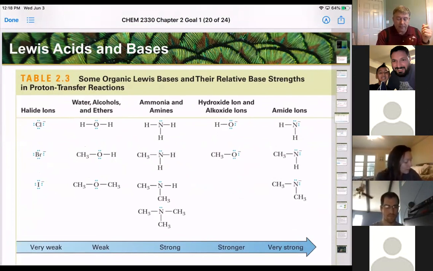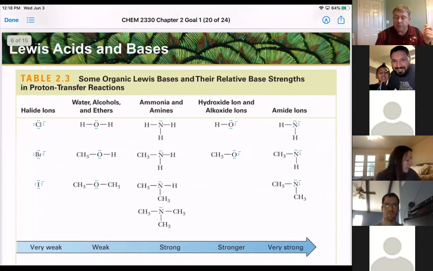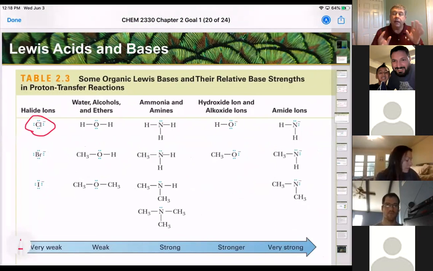So in the case of the halide ions right here, once we form that halide ion, it becomes the Lewis base, okay? Because it has a lone pair that it can donate and create a new covalent bond, okay? It has a charge, so it already has the excess electrons that it needs to create that. And when it does bond, it creates a neutral molecule, okay?